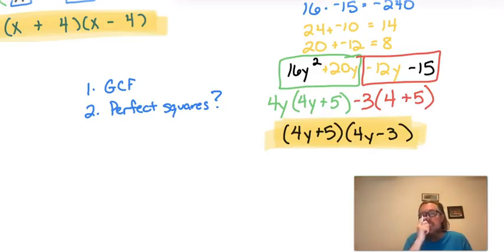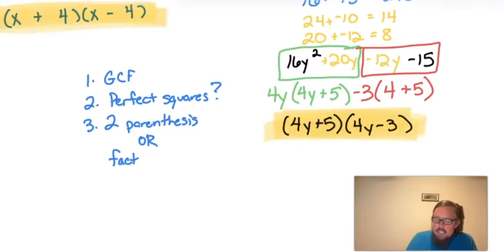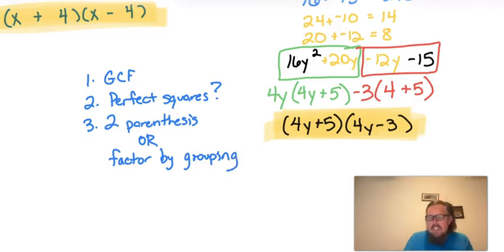And if there aren't any perfect squares, then you're going to either go straight to 2 parentheses, if it's a simple trinomial, something that just starts with x squared, or if it's not something that starts with x squared, like 16x squared, then you do factor by grouping. Always, 100% of the time, is there a greatest common factor? We have to do that first on every factoring problem ever. Check for a greatest common factor first.